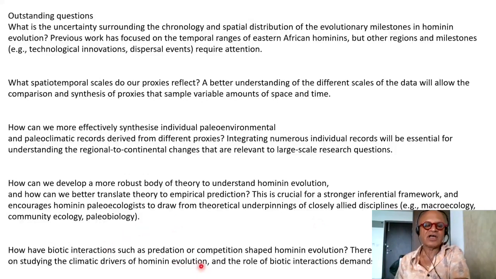How have biotic interactions such as predation or competition shaped hominin evolution? So when you have superposed multiple species like Neanderthals, Homo sapiens, or Paranthropus and early Homos, then what was the dynamics, predation, competition? There has been a historical emphasis on studying the climatic drivers of hominin evolution, and the role of biotic interactions demands more attention.